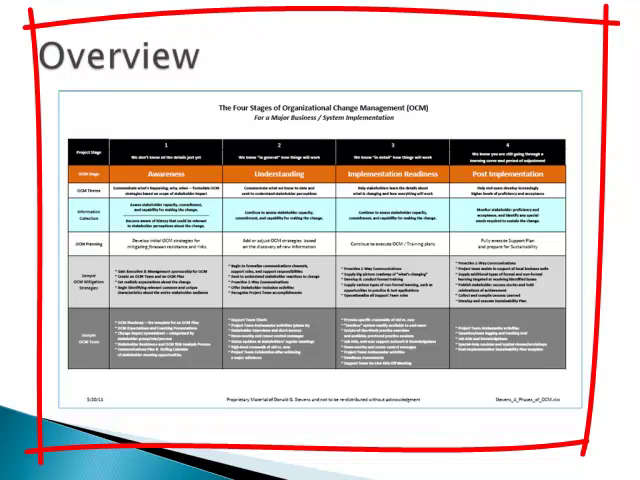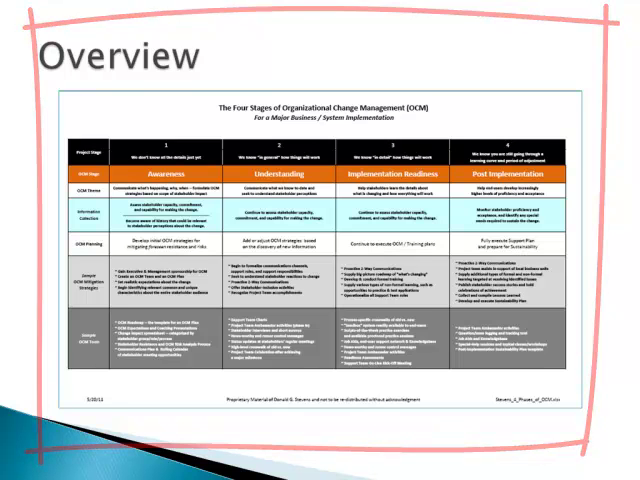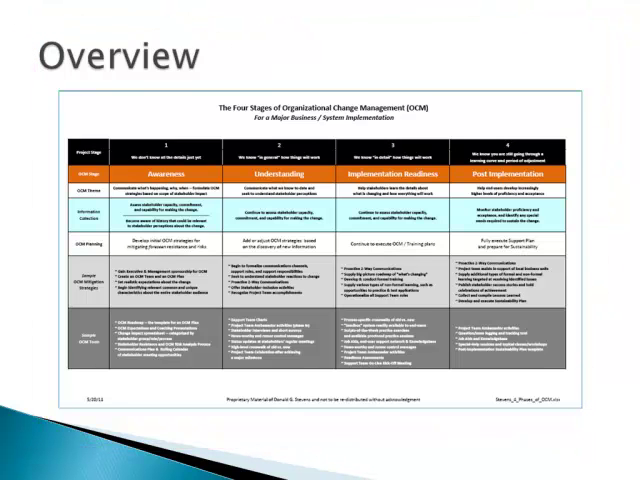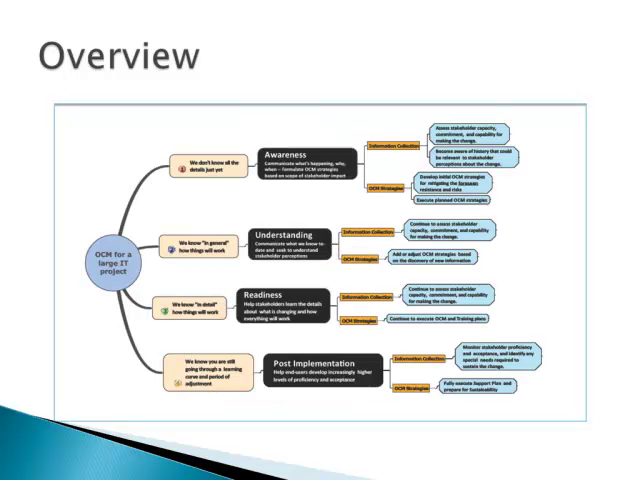The particular chart that we're looking at here gives you an overview, beginning by showing you the stages of awareness, understanding, implementation, and post-implementation of the entire project. Another way of representing this chart in a project is this way, where you see the awareness, the understanding, the readiness, and the post-implementation.